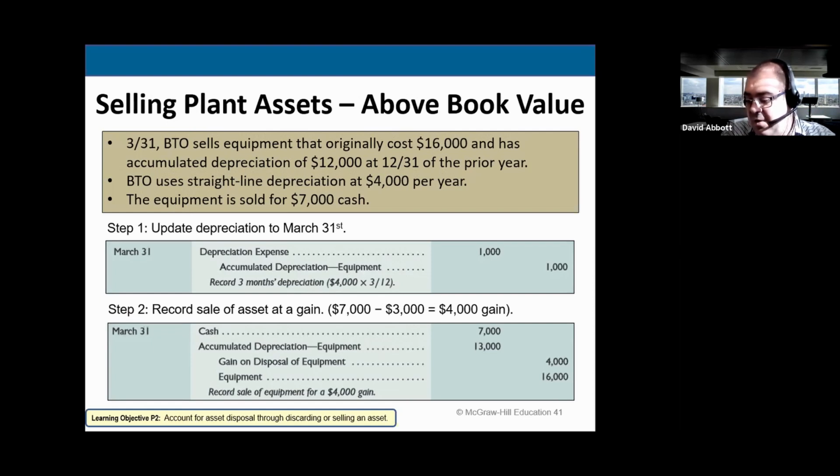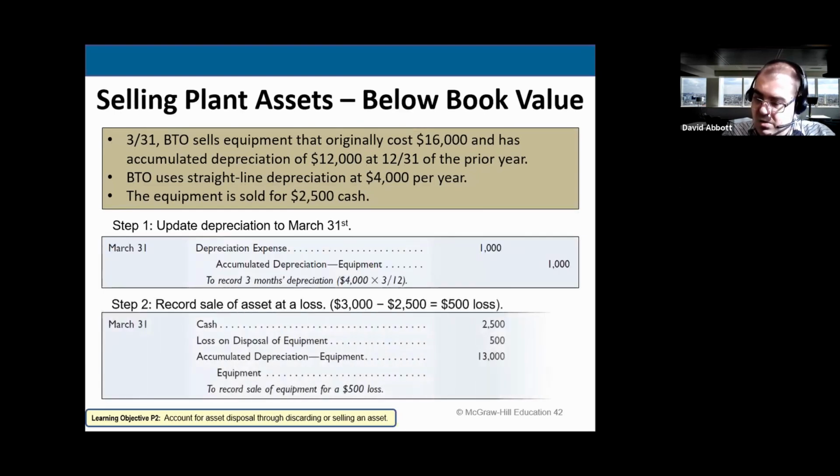The balance of the accumulated depreciation account is now $13,000. And so, sale above book value: if BTO receives $7,000, that amount is $4,000 above the equipment's $3,000 book value as of March 31st, and again it is recorded. So you receive cash, debit of $7,000, debit of accumulated depreciation equipment, $13,000, and then credit gain on disposal of equipment, $4,000, and then credit equipment, $16,000.